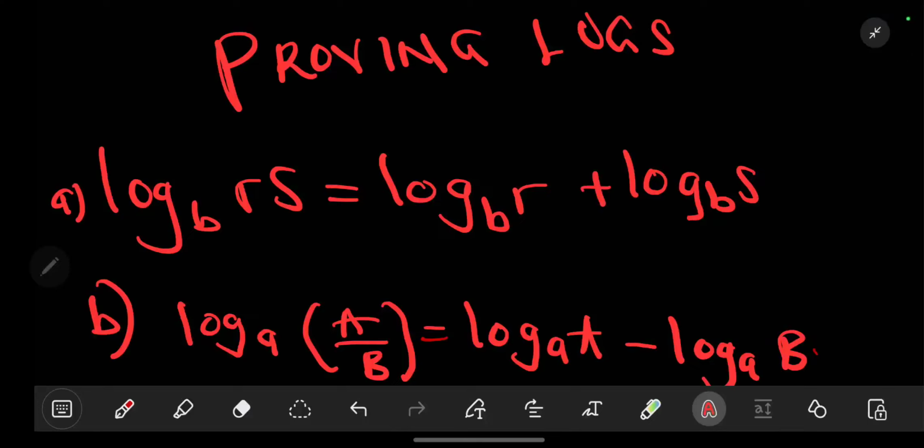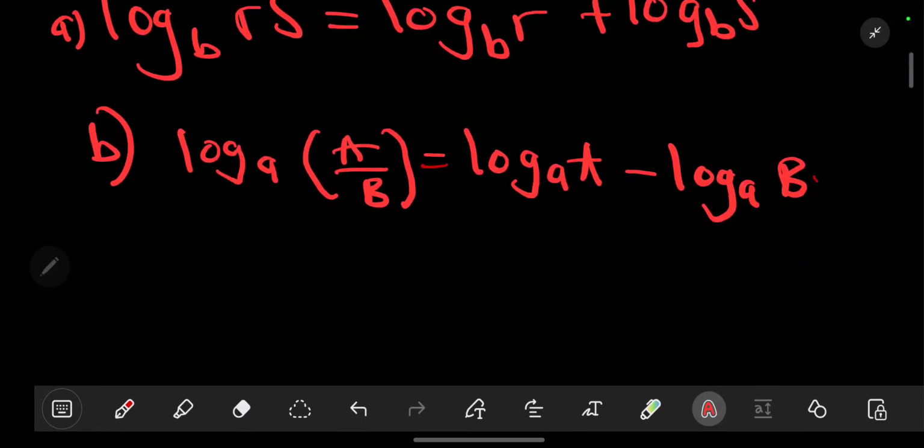So here today we are going to be proving logs. So how do you prove logs? So let's begin with our first question.